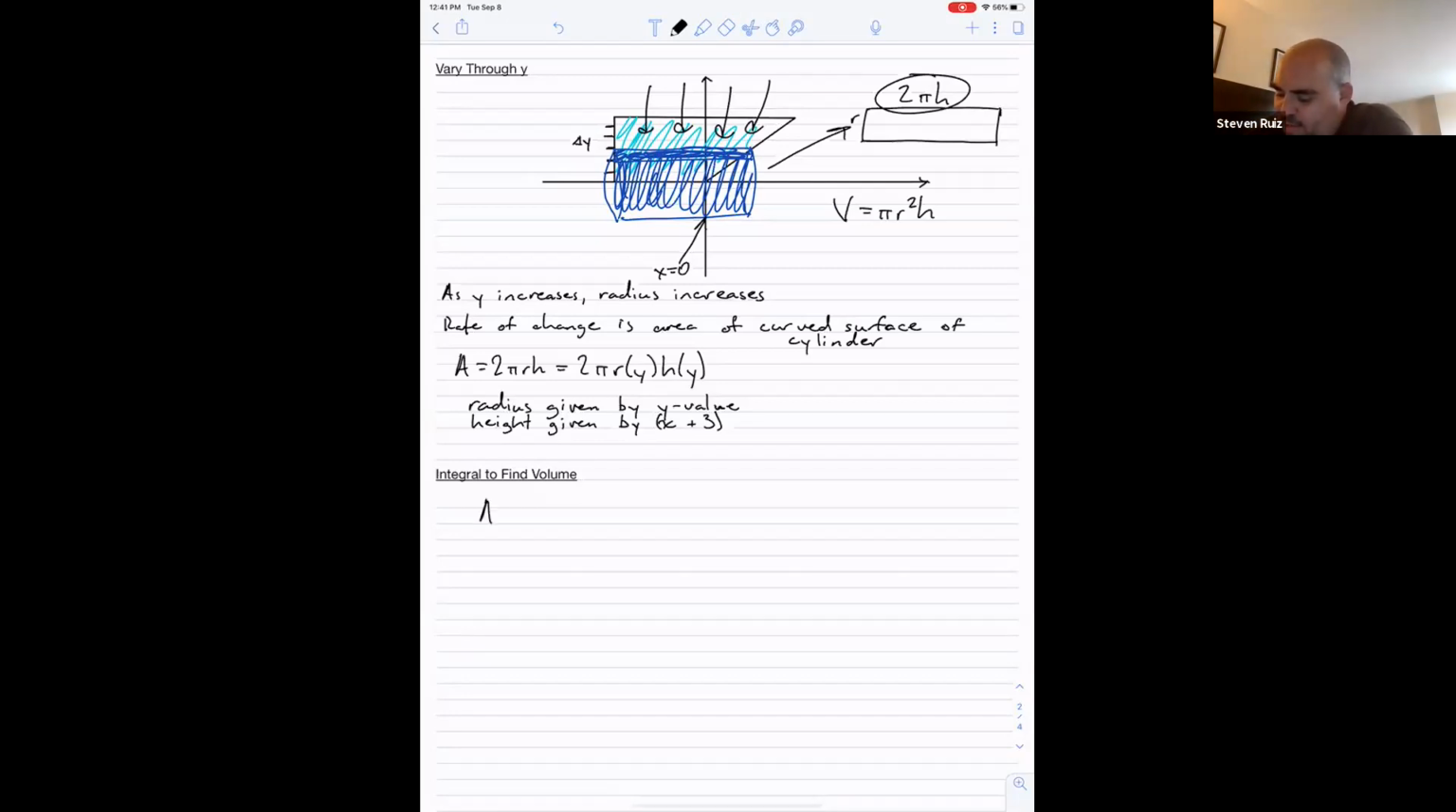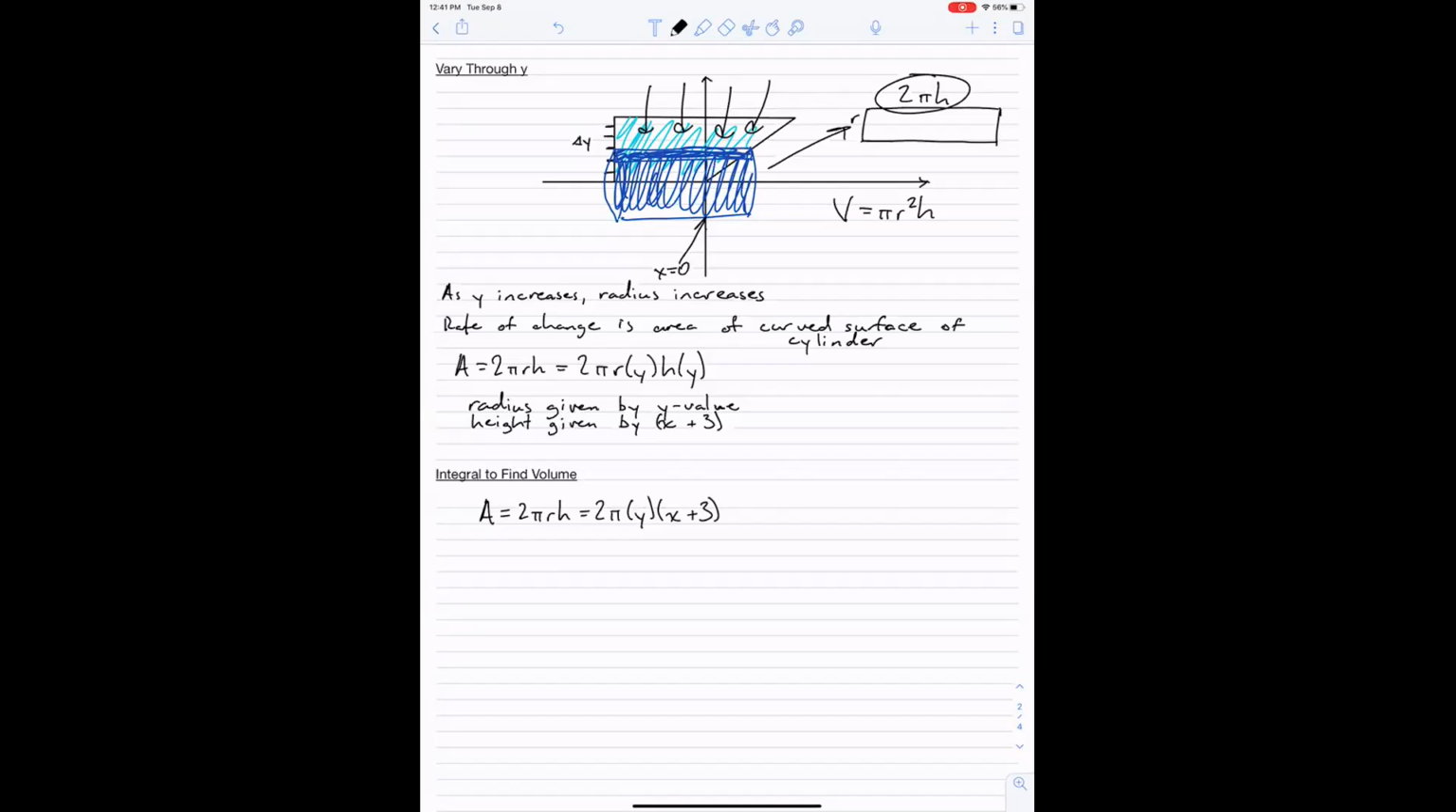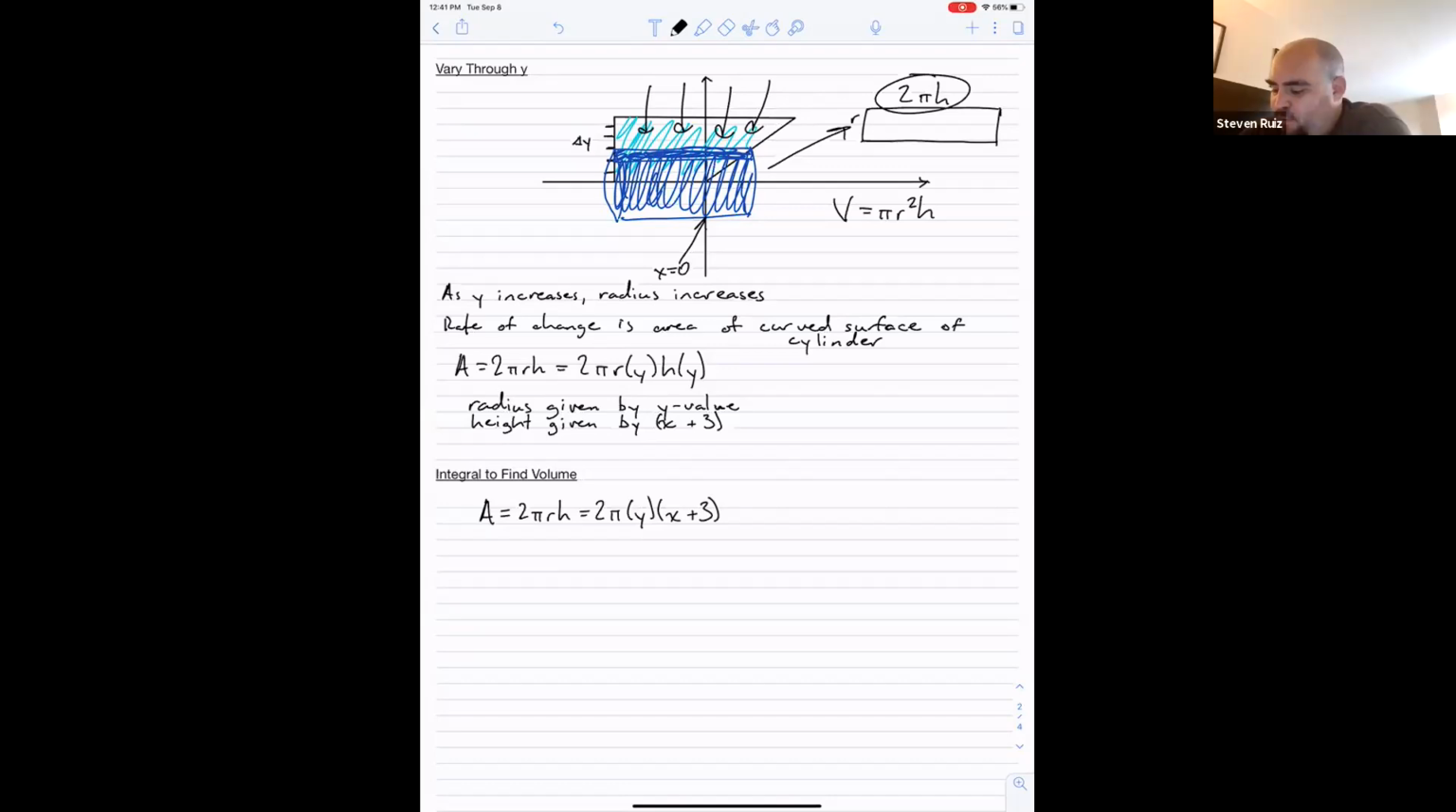But we can use that idea to start building up our rate of change function. So we have area equals 2 pi RH. We said that radius is given purely by y. And we said that height is given by x plus 3. Now, what would be the problem with this if I tried to integrate it the way it's written? You can't integrate the x. Right. So what variable do I have to have this whole thing written in terms of to integrate?